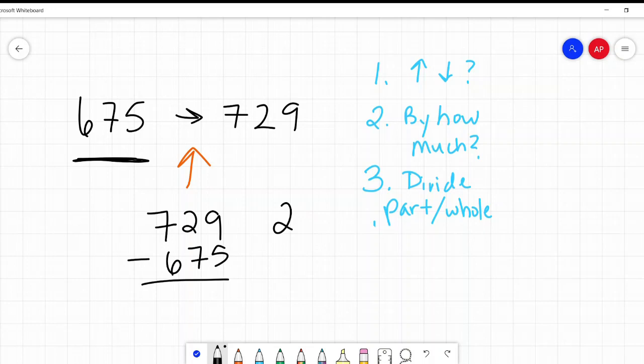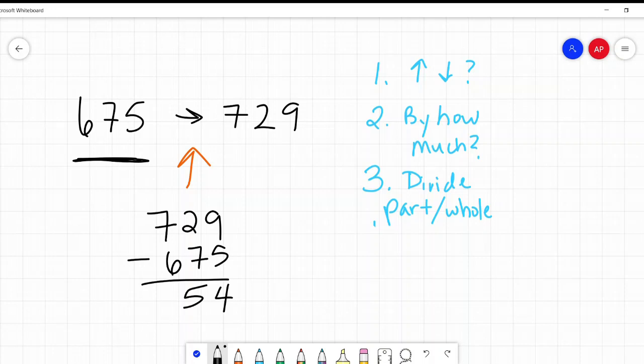So that's all I'm doing is just finding the difference by subtracting the smaller from the larger. Okay, so if I subtract these, I get 54. So 54 is how much it changed, by how much.